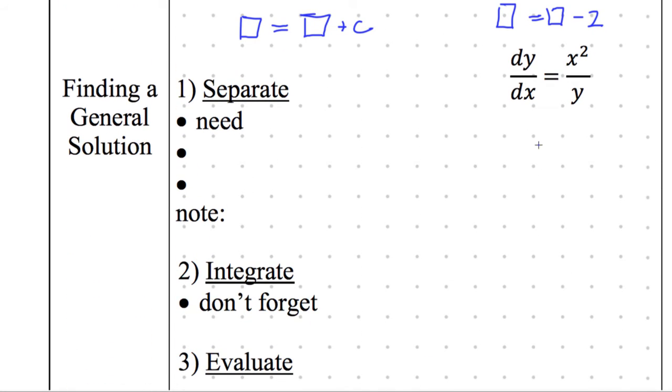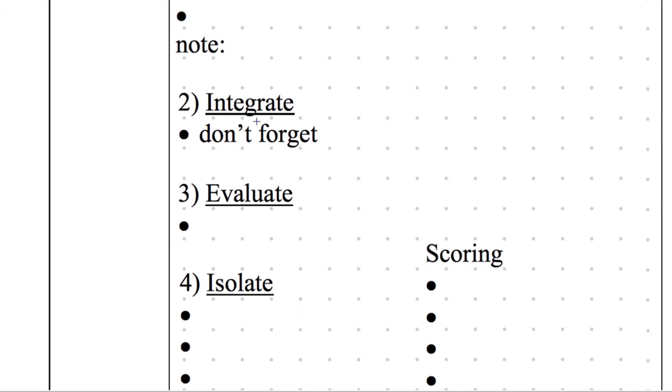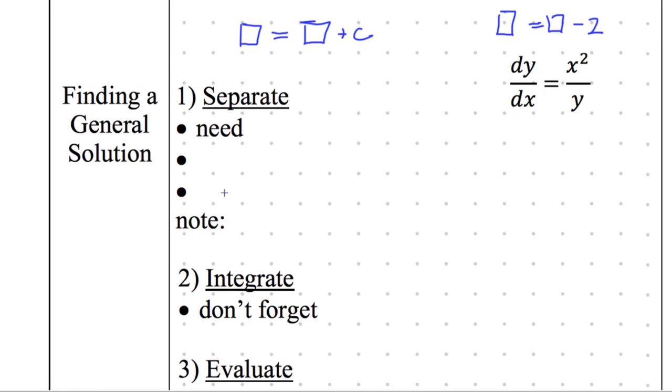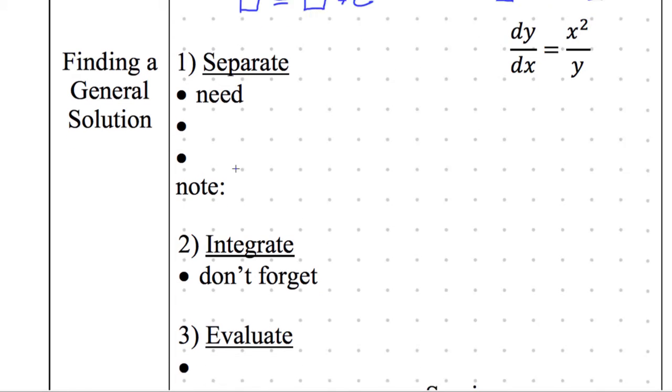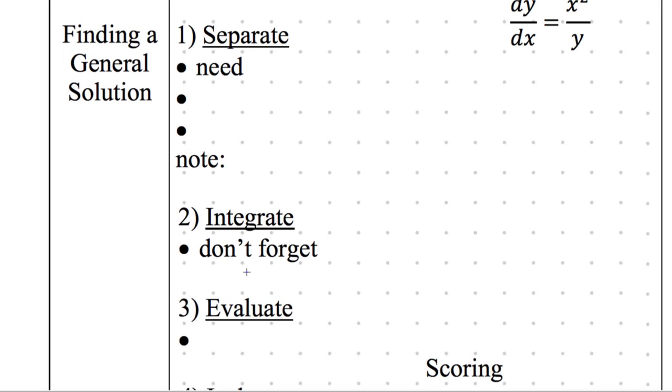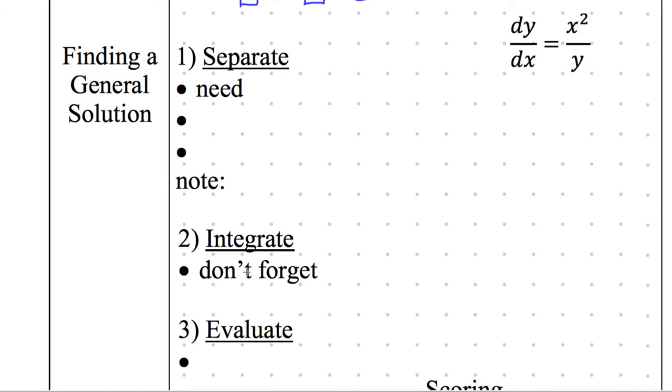All right, so let's say we start with this differential equation. dy/dx, the derivative of y with respect to x, is equal to x squared over y. That's what we're going to start with. Here is the procedure. We're going to do steps 1 through 3 today, and then we're going to talk about why we're not doing step 4 today. So step 1, we're going to separate. Separate, integrate, evaluate, isolate. They ring off the tongue. They're nice. John spent a long time figuring out how to make this easy to remember.